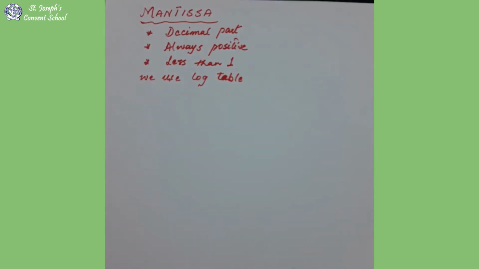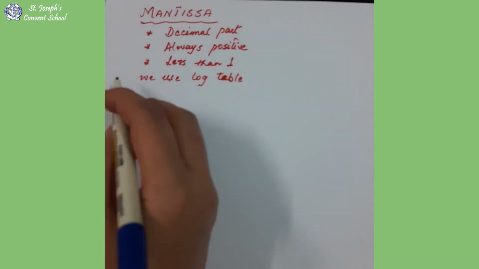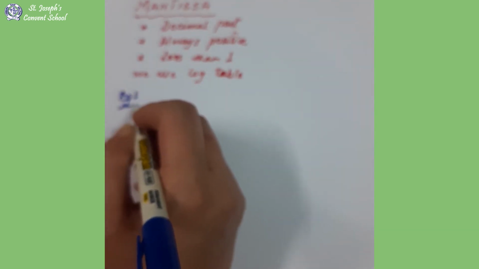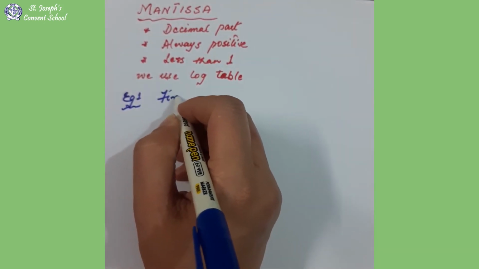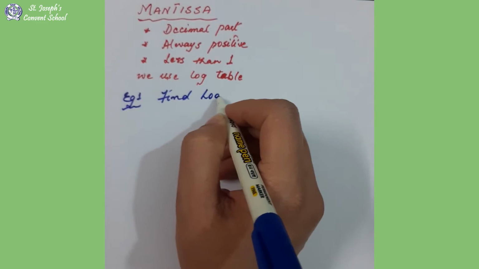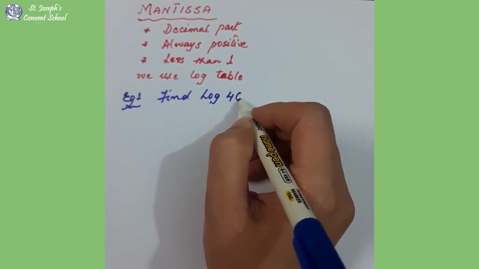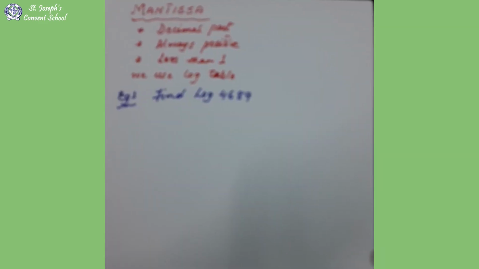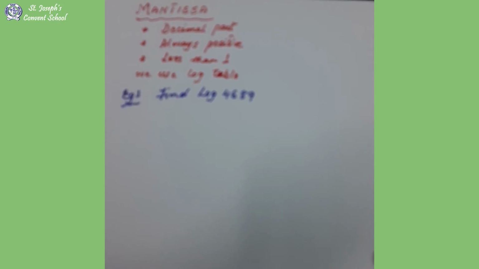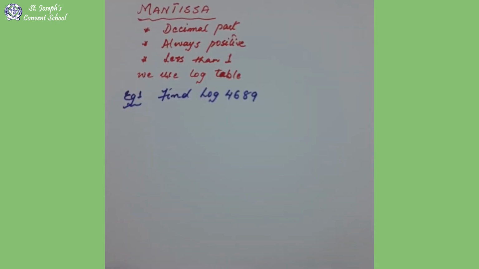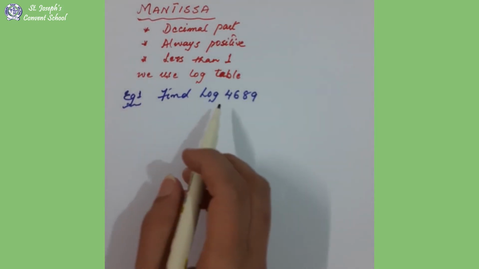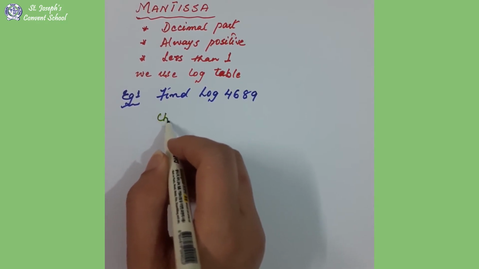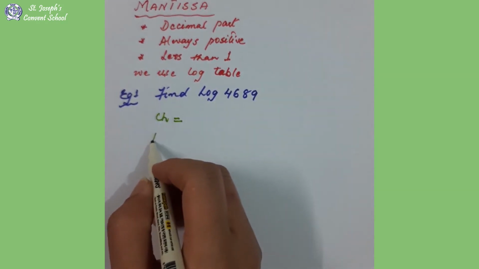Now let me give you the example. Okay, let me write the example. Okay, let's find log 4689. Now the example is log 4689. First step is to find the characteristic of this number and then find mantissa. Okay.